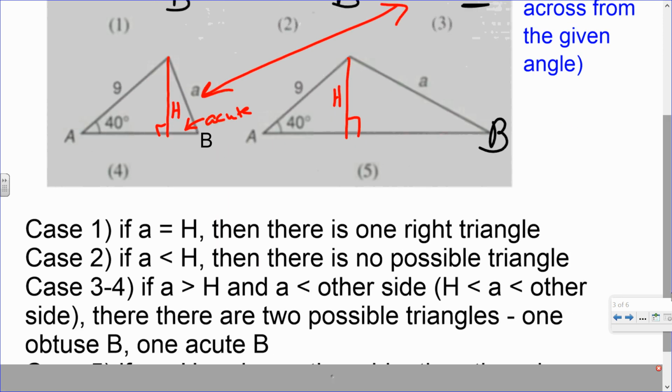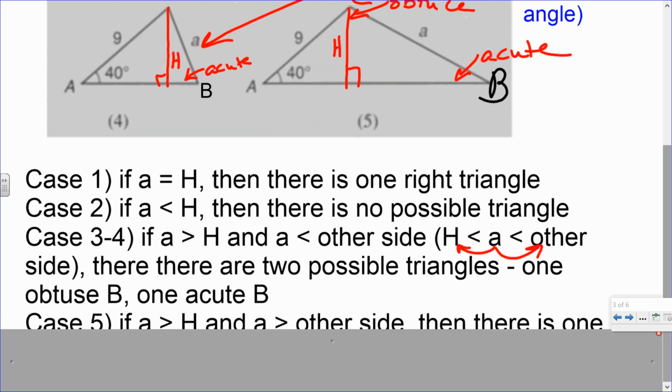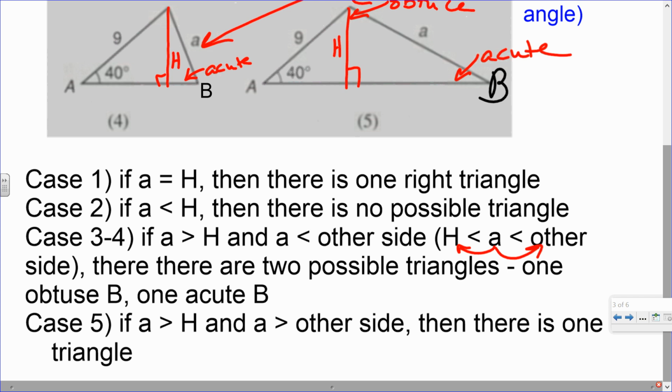Since a is bigger than h and a is shorter than the other side, that means a is in between h and the other side. For the fifth case, there's only one possible triangle. It's going to have an obtuse angle up here for angle C and an acute angle over here for B. Again, a is longer than h, so it has to swing. It can't go straight down. But it's also longer than the 9, because if we tried to swing to the left, it would be way out to the left of angle A. So a is bigger than h, and a is bigger than the other side. Then there is only one triangle. So those are the possibilities.